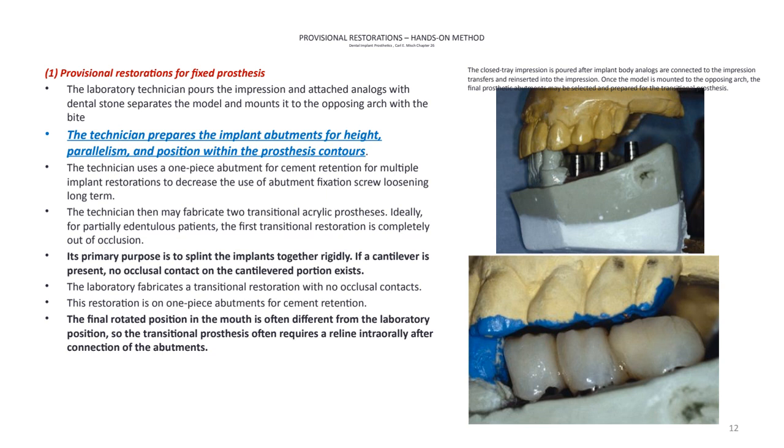The final rotated position in the mouth is often different from the laboratory position, so the provisional restoration often requires a reline inside the patient's mouth. So this is the realignment, if necessary, done by the dentist at the chair side during the insertion time.